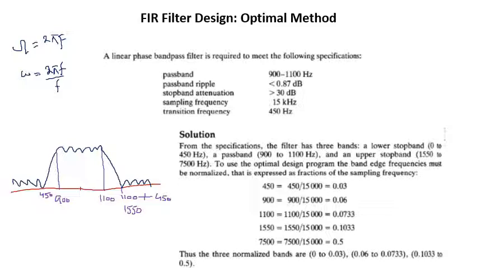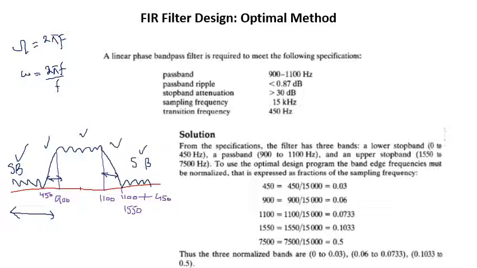I hope that's clear; we have done this while doing the sampling of continuous time signal. So based on those concepts, I think that's straightforward. Okay, so that's the second step. Thus we obtain the normalized bands, which are 0 to 0.03, this band. Okay, that's the stop band, and again this is a stop band. And you understand this is the transition band. So we have two transition bands here. So we have stop band, transition band, pass band, transition band, and stop band.